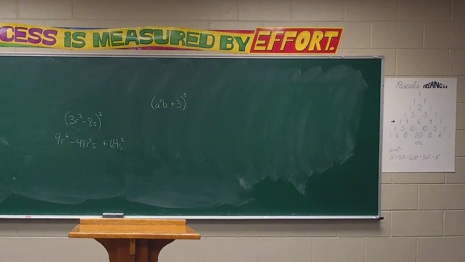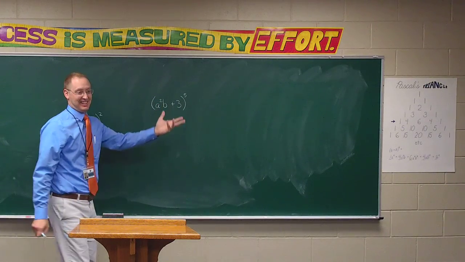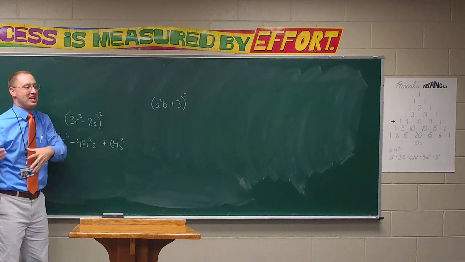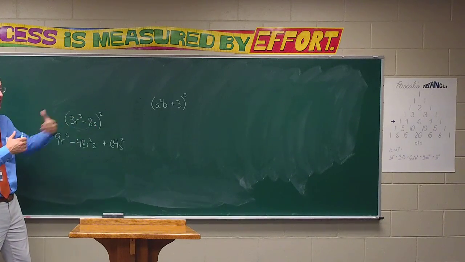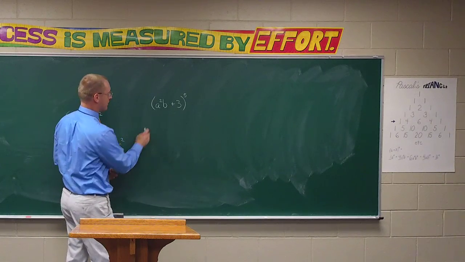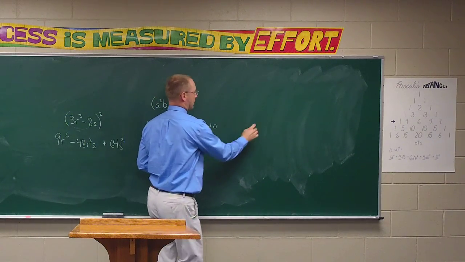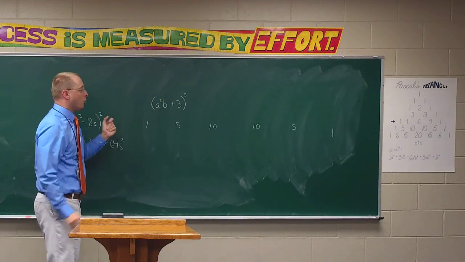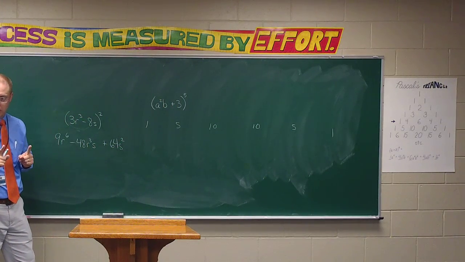Use Pascal's triangle, right? Binomial raised to a power. This is actually something we've done recently, right? It's just we couldn't teach that until we understood combinations, so we had to wait on that idea for a very long time. But yeah, just Pascal's triangle. So class, I'd start by writing 1, 5, 10, 10, 5, 1.